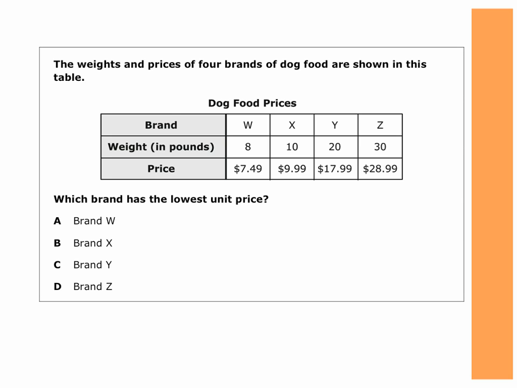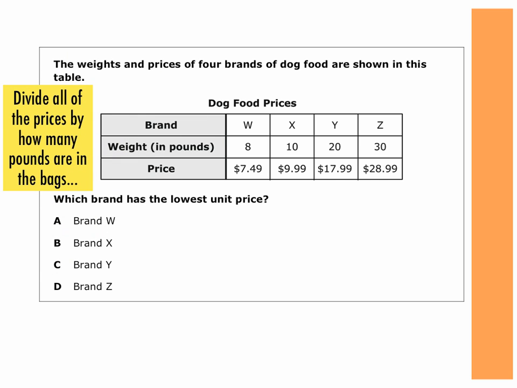The next example says the weights and prices of 4 brands of dog food are shown in this table. It tells you brands W, X, Y, and Z, how much they're going to weigh in pounds, and the price for the bag of dog food. What they're asking us is which brand has the lowest unit price. In this case, I'm going to find my unit price by figuring out how much it's going to cost for just 1 pound of dog food. So I'm going to have to divide all of the prices by how many pounds are in the bags.